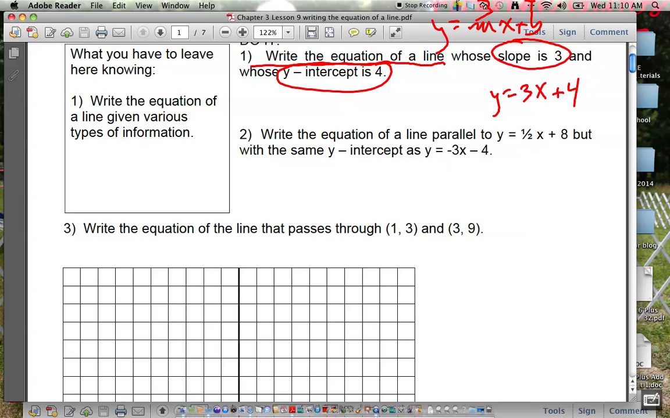Now, let's go with number 2. Write the equation of a line. That's a key word here, parallel to this one, but has the same y-intercept as this one. What does parallel mean? They never cross paths. What things do you know of in the world that are like it?